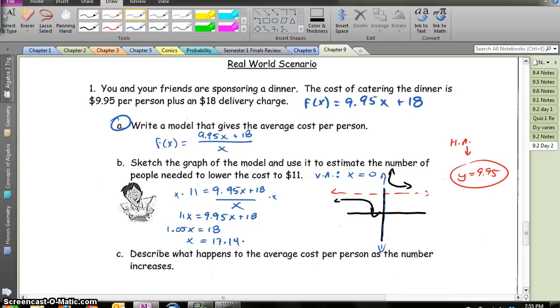Now, can we have 17.14 people? No. Now, the problem asks you to lower the cost to $11. So if we round to 17, you'd actually still be paying over $11. So we're going to round all the way up to 18 people to provide that answer.